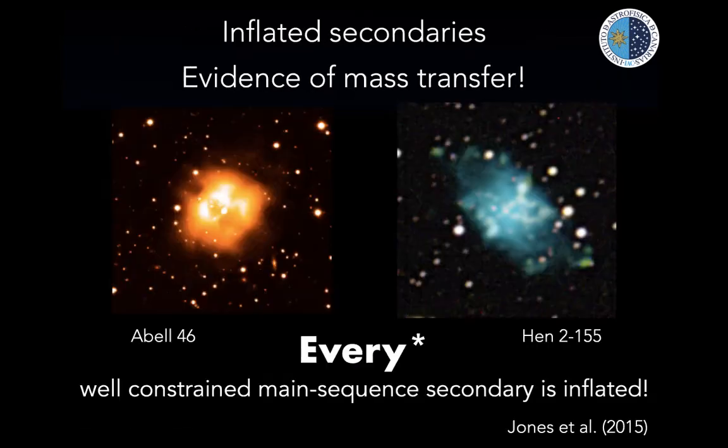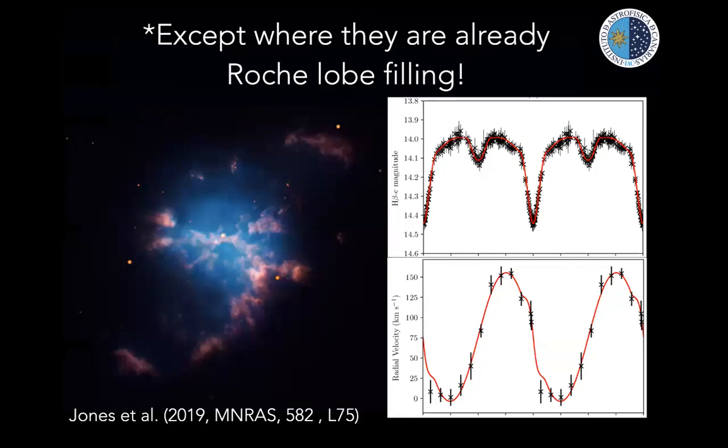And I had to put this asterisk next to every one on the previous slide, because until last year it was every one, and now I found a system which doesn't follow that, because the companion is actually as big as it can possibly be. If it was any bigger, it would be transferring material back onto the companion. So it's a normal size star, but it's as big as it possibly can be.